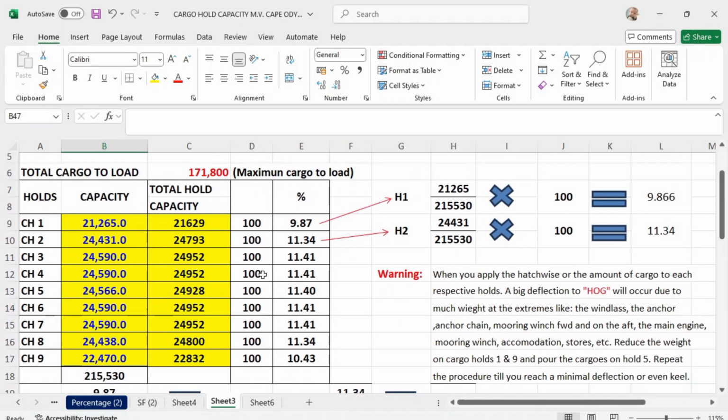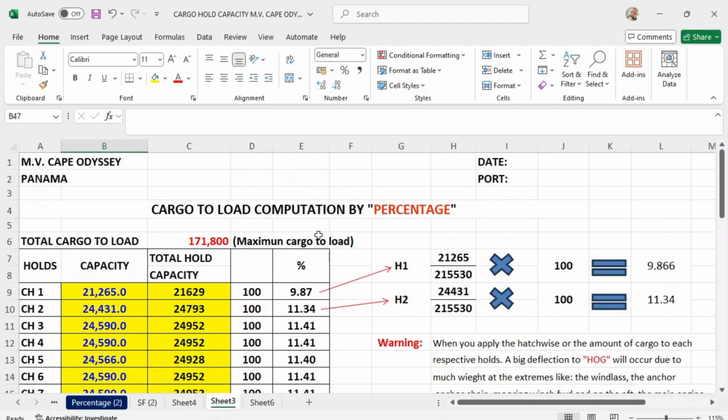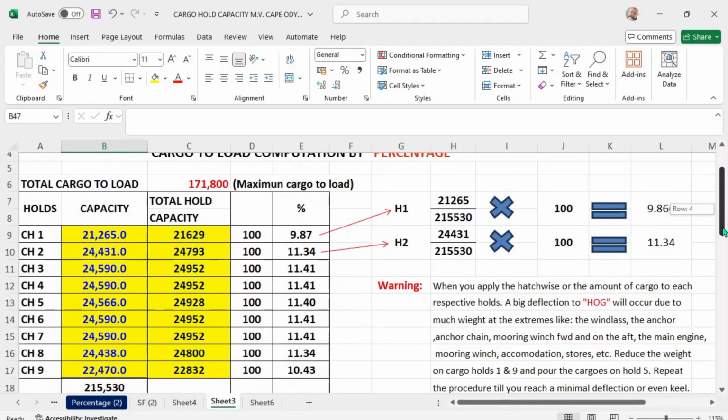So in the third column, you put here 100% because you're going to load 100% here for each hold. And what will be the percentage? You get here the percentage, because we are loading cargo by computation by percentage, so we will have to get this value. How to get the value in hold number 1? You look at the arrow here. Hold number 1 is the hold capacity of 21,265 over your total hold capacity of 215,530, which is this one. So you divide this one, then you multiply it by 100, then you will get the percentage.